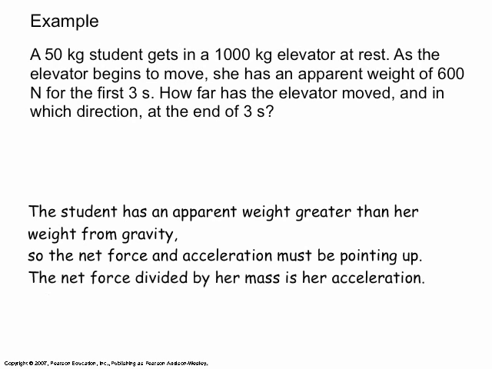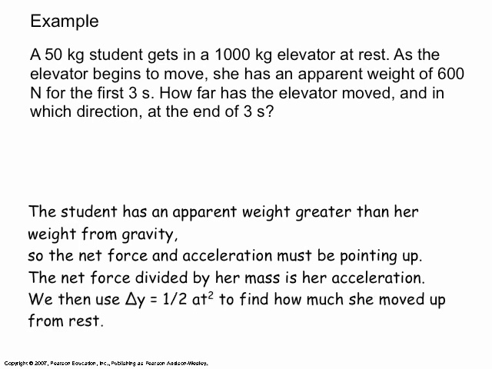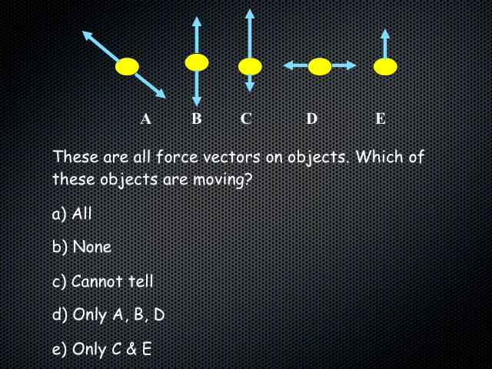The net force divided by her mass is her acceleration. Not any old force, but the net force divided by mass is her acceleration. Once we have our acceleration, we then can use our familiar kinematic equation. The displacement vertically is 1/2 that acceleration, force per mass, times the time we're given, squared, to find out what our displacement was vertically. Submit your answer to this question on Blackboard.